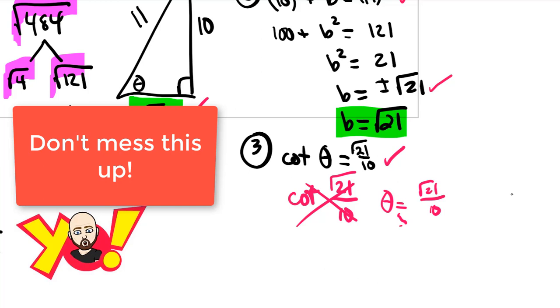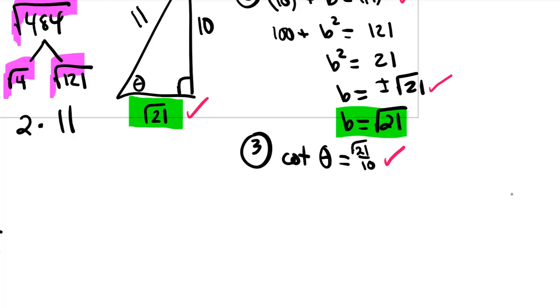So when you write your final answer, it needs to be written just like Musky wrote right there. Cotangent of theta equals square root of 21 over 10. And make sure the square root is clearly only in the numerator. It doesn't extend down and look like it's in the denominator at all.